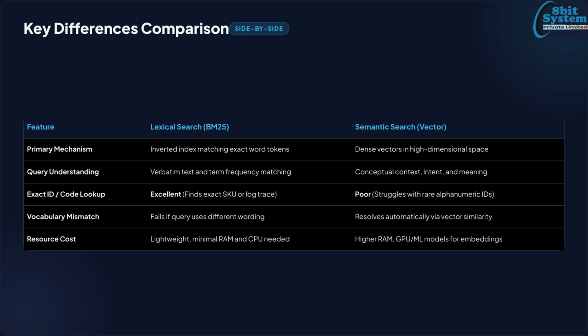For example, "doctor" and "physician" are different words, but they have the same meaning. And for the resource cost, lexical search is lightweight and requires minimal CPU and RAM. But semantic search needs more resources because it uses machine learning models to generate embeddings.